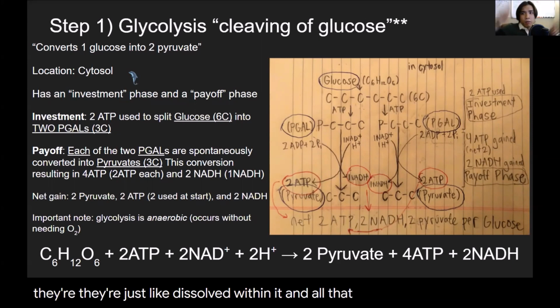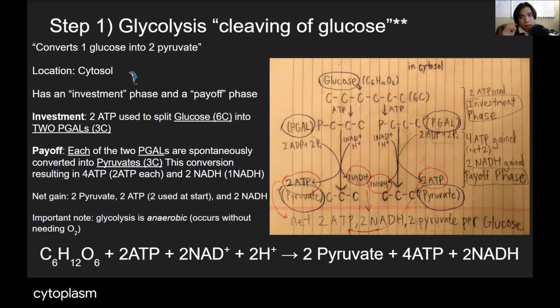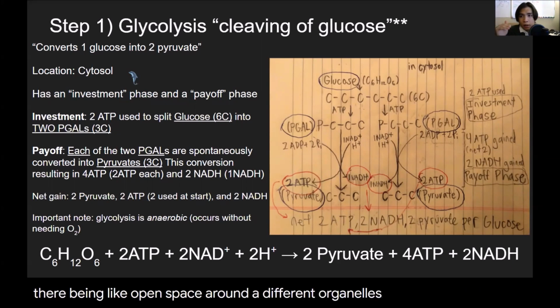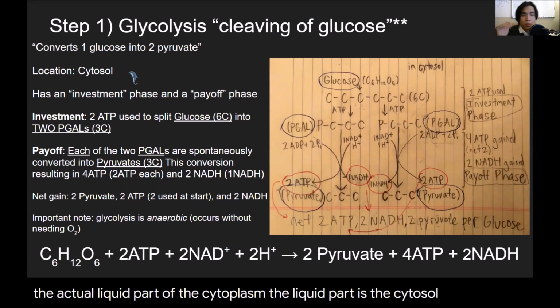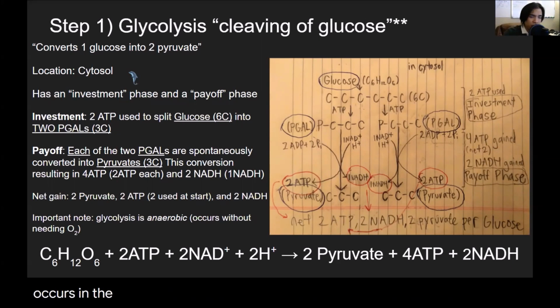And all that within the cell is called the cytoplasm. However, if you look at a diagram, you'll see open space depicted around the different organelles. That open space is the actual liquid part of the cytoplasm. The liquid part is the cytosol. So glycolysis occurs in the cytosol.